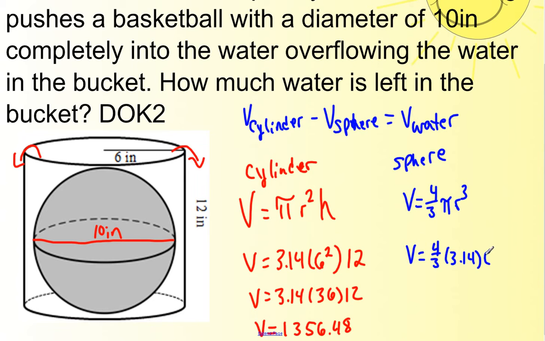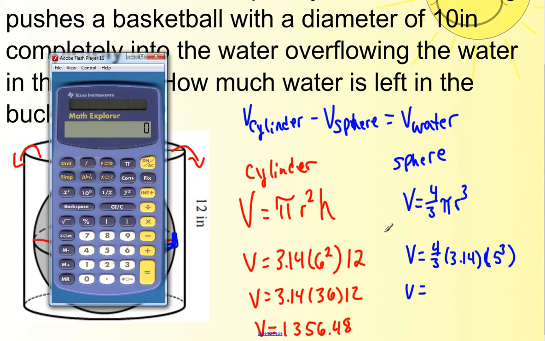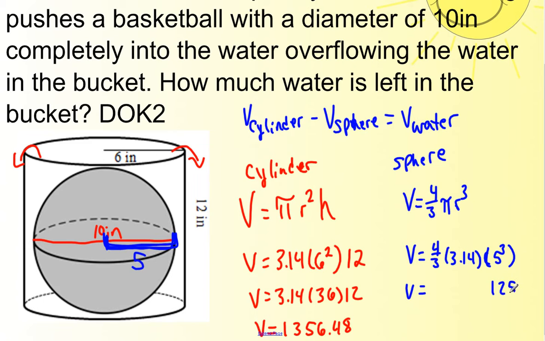Radius. Well, the problem gives me a diameter. It says the diameter is 10 inches. So radius is half of that. A radius is half of a diameter. So if the diameter is 10, the radius is 5, and cubed. Write down the formula. Substitute. Solve. Now if we do this math, we get ourselves an answer. So let's see. 5 cubed. Actually, I can do that one. That's 125.